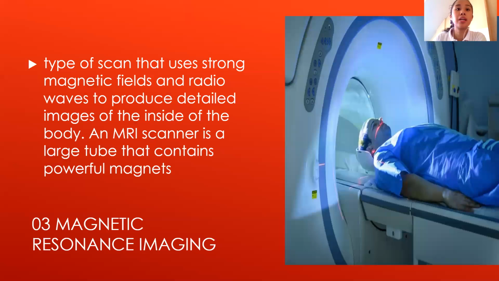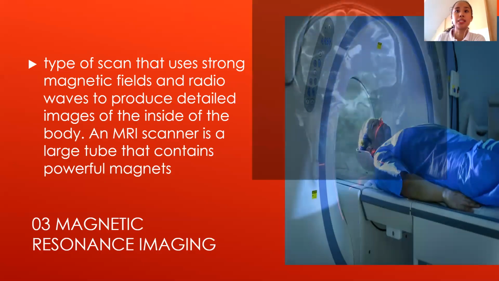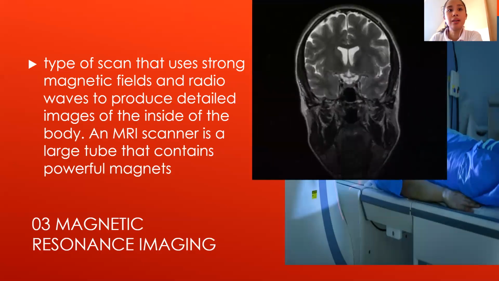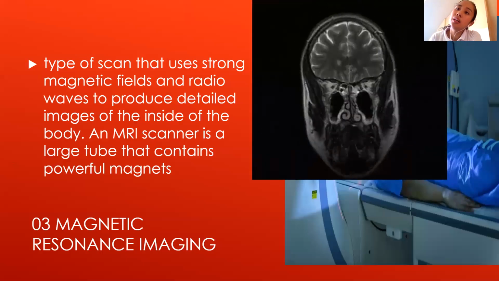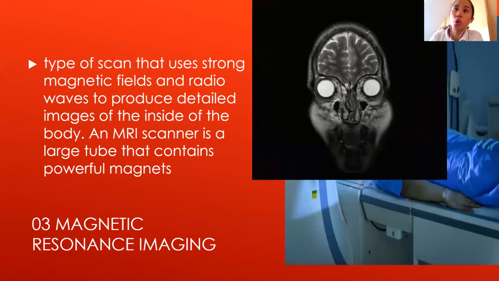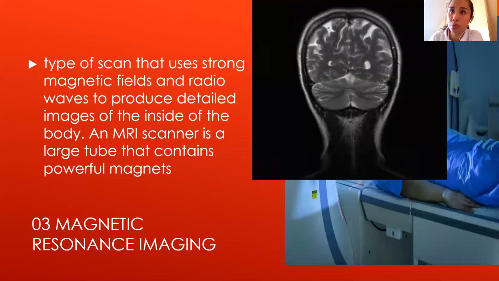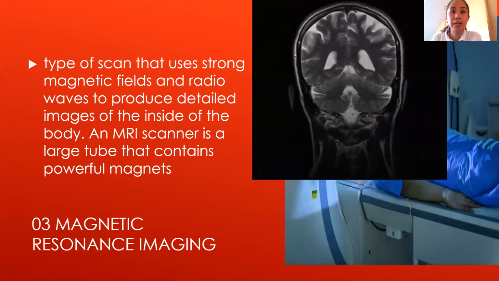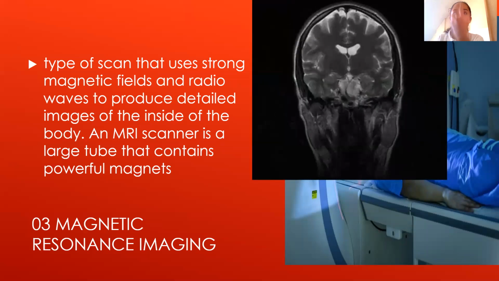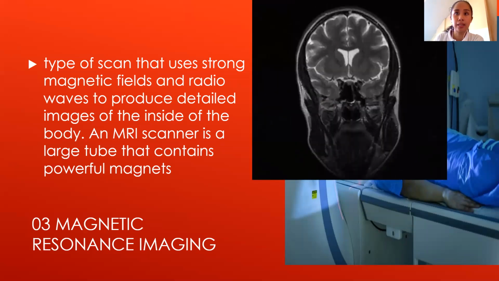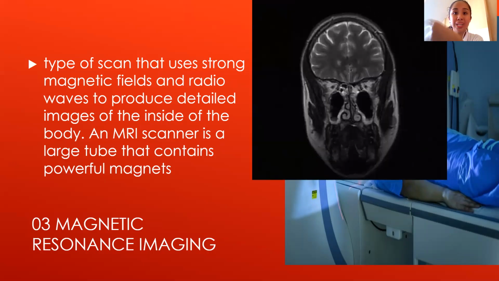Next is magnetic resonance imaging, or MRI. Magnetic fields are used here. This machine contains powerful magnets. The strength of MRI is that it is more detailed when it comes to soft tissues like your brain and organs, which appear clearer. With a CT scan, usually the bony structures are clearer.